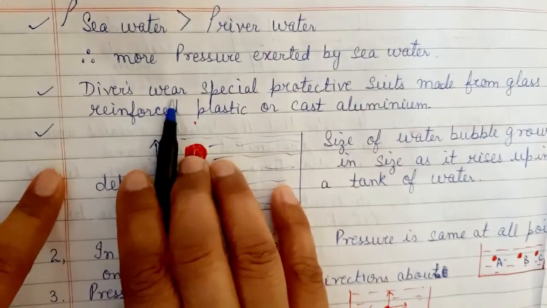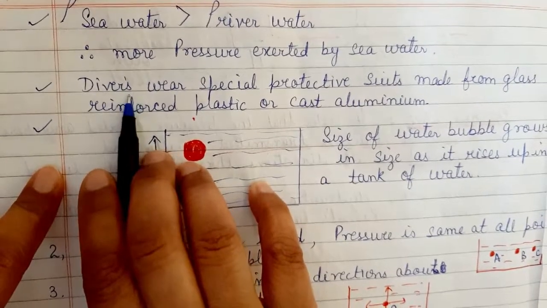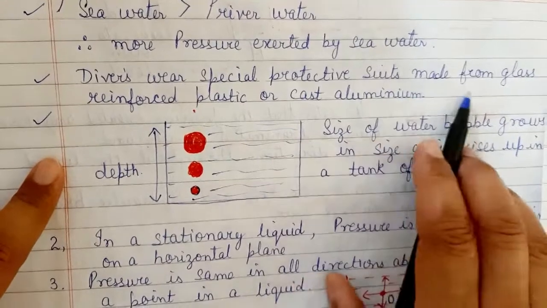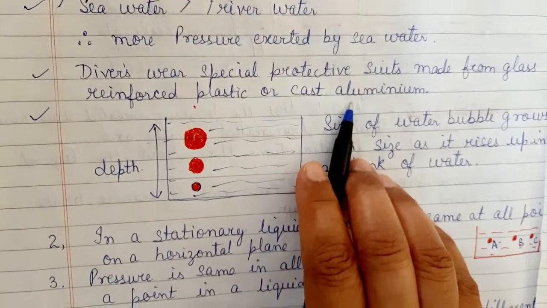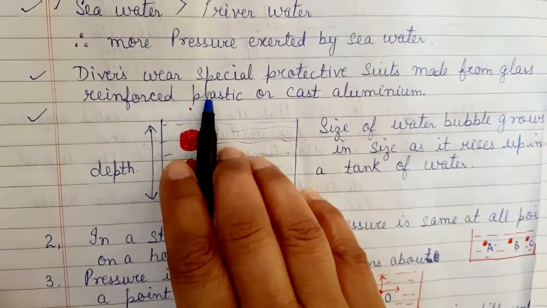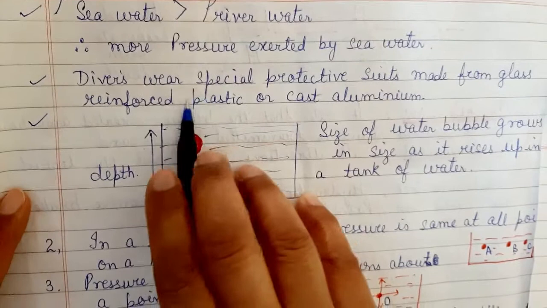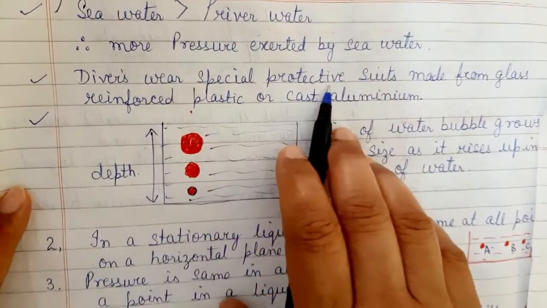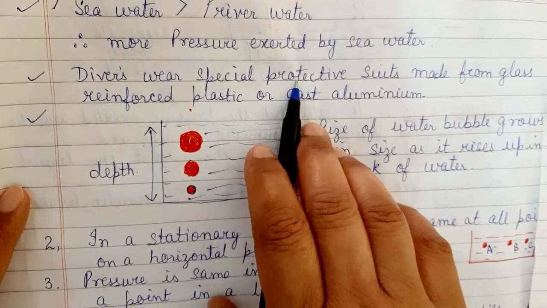Now look at the next example. When a diver has to dive inside a water body, he or she will wear special protective suits which are made from glass, reinforced plastic or special cast aluminium. The reason behind this is the same. When the diver has to go deep inside the water, as the depth increases, the pressure of the water on the diver's body also increases. If the diver has to protect his body, he needs to wear special protective suits. Otherwise, due to the tremendous pressure, the body will get smashed.